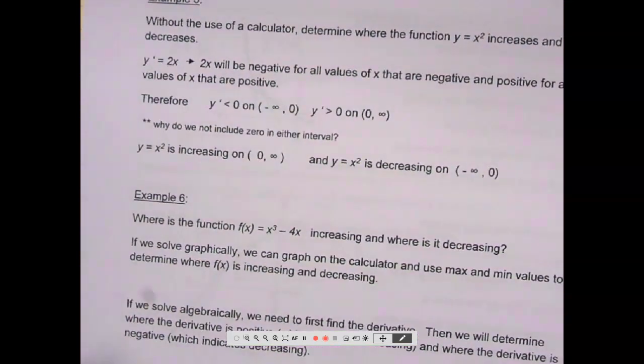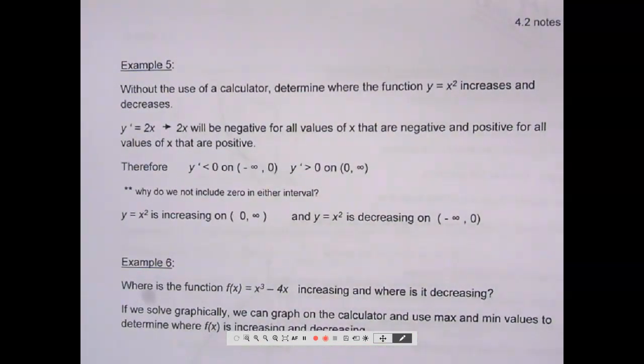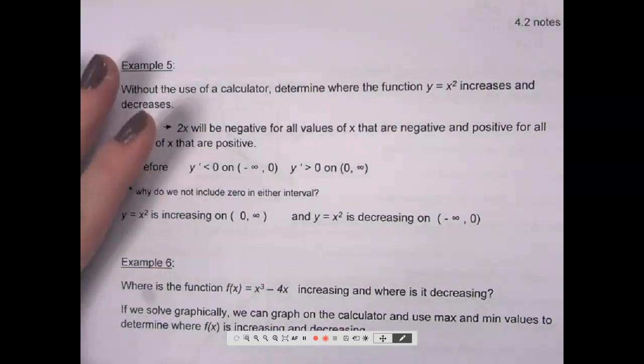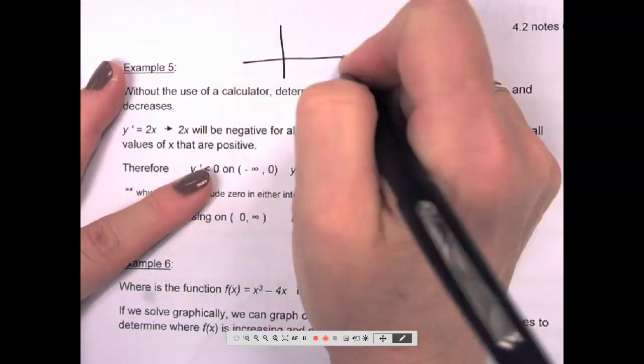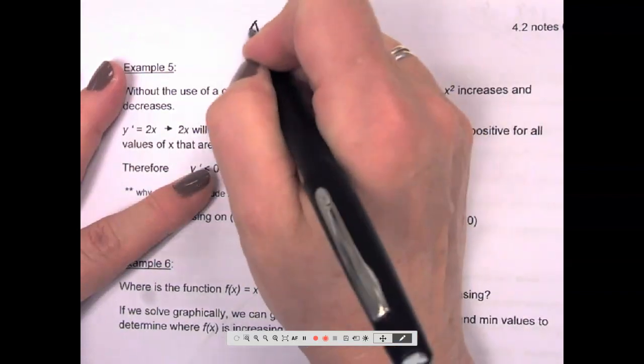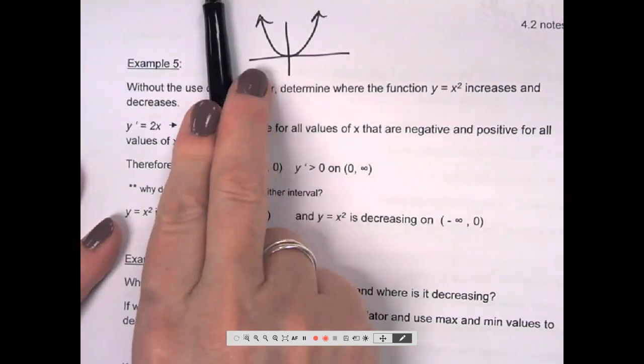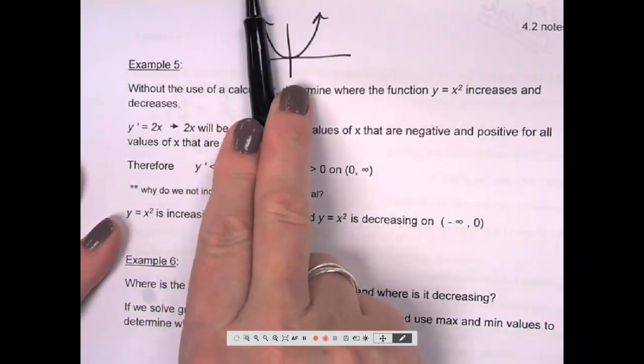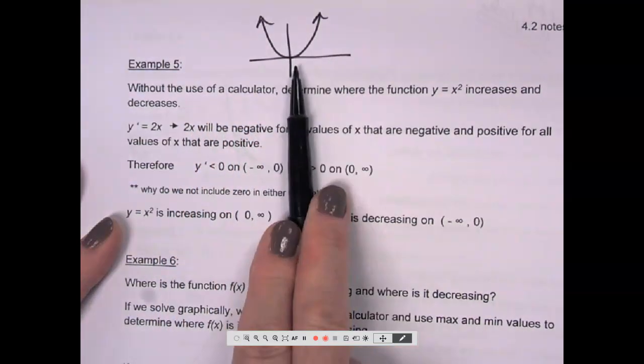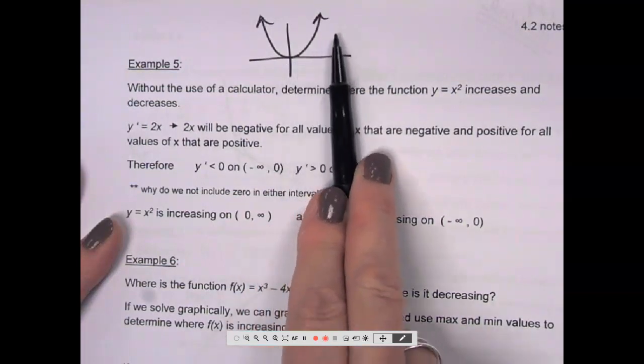Without the use of a calculator, your favorite kind of problem, determine where the function y equals x squared increases and decreases. Now that one's pretty easy because we know what that graph looks like, right? It's just a plain old vanilla parabola with the vertex at 0, 0. And so I can just go on my knowledge of that graph to see where it will be increasing and decreasing. If I'm reading this from left to right, am I starting out increasing or decreasing? Decreasing until I get to the vertex, and then I am increasing.